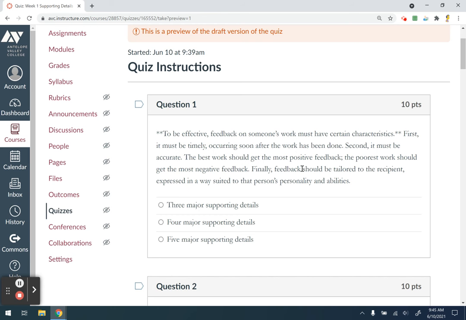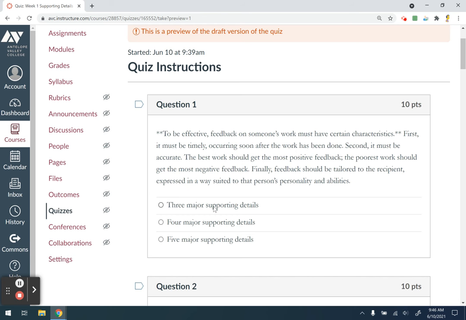Well, the main idea here is sentence 1. To be effective, feedback on someone's work must have certain characteristics. And they give you the indication here too, these little asterisks. So here's your main idea. And they're telling you, have certain characteristics. So that is your list word. So you know it's going to be a list.